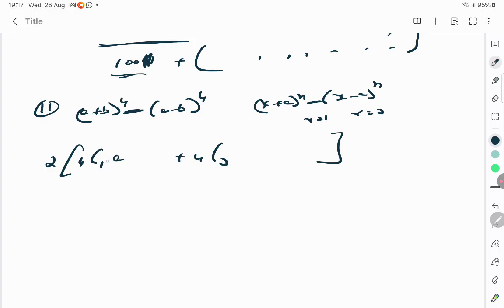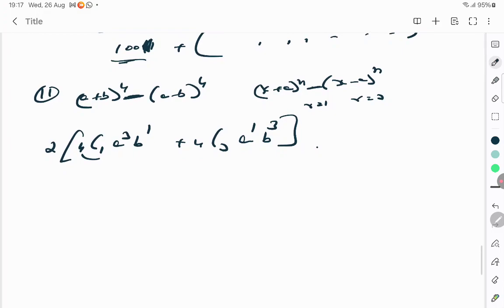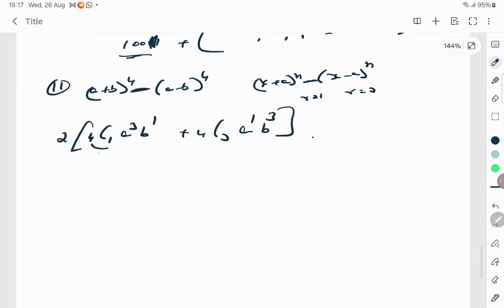What is it? a to the power 4 minus 1, 3, b to the power 1, plus a to the power 4 minus 3, 1, b to the power 3. So that's all that will come. So that's the answer. You can leave it like that. And you know 4C1 and 4C3 are the same. nCr is the same as nC(n minus r). Oh, beauty. So 4 a to the power 3 b plus 4 a b cube.